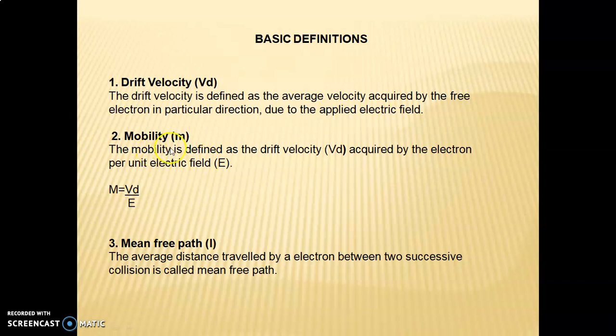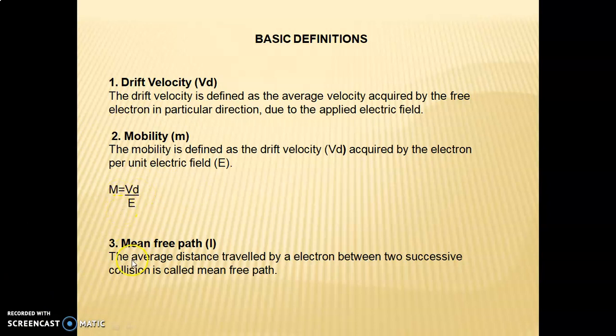The next definition is mobility. Mobility is defined as drift velocity per unit electric field. That is, the drift velocity of an electron in a metal per unit applied electric field is called the mobility of the electron. Mathematically, it is represented by Vd/E, where d is a subscript.